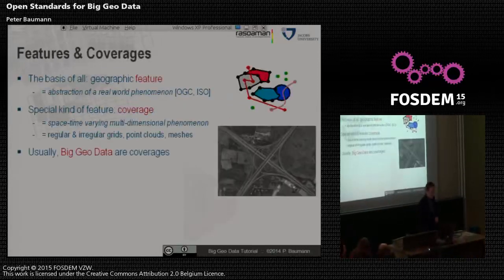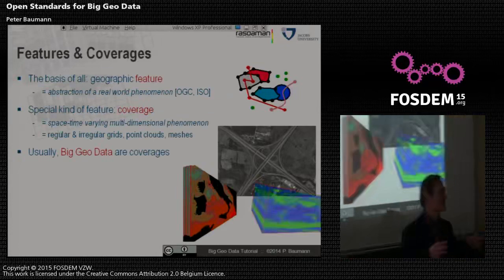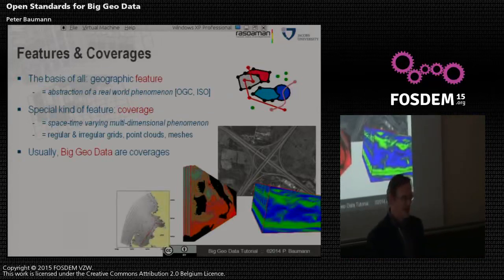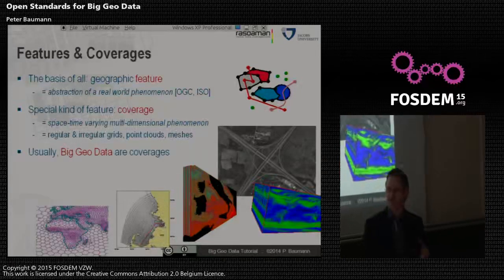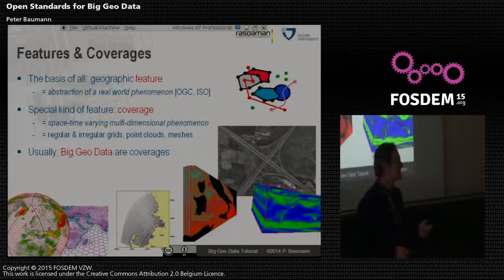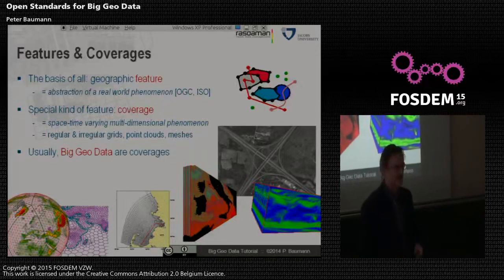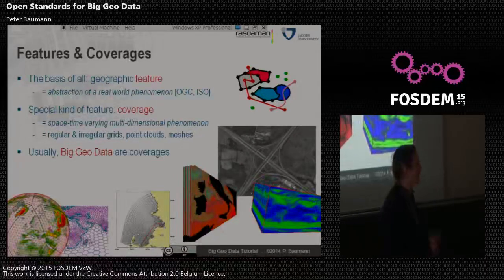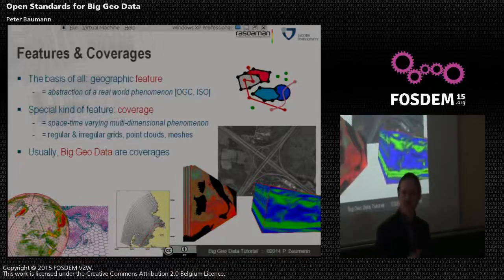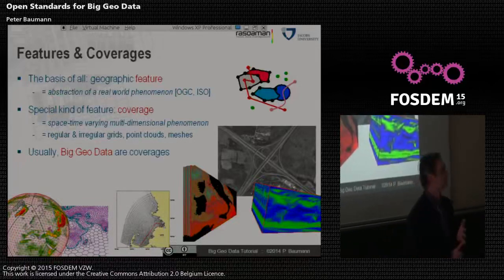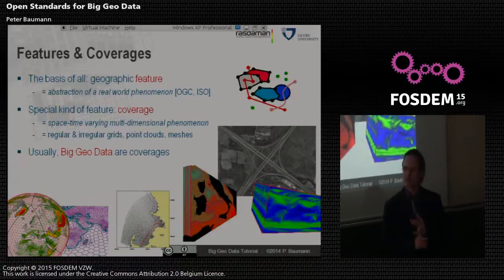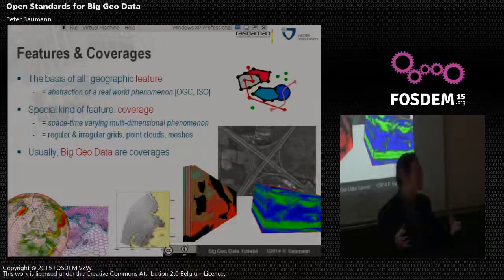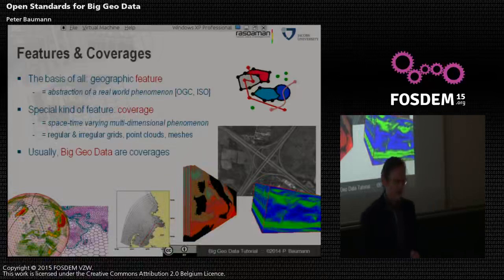Good. So, we all know that feature, the geographic object, and we know that coverage is a special kind of feature. One could loosely classify that as some space-time varying multidimensional phenomenon. In practice, that means we talk about regular grids, like ortho images, about irregular grids, about point clouds, and about meshes. So that's actually what typically contributes the big data, in terms of volume at least. And that is the kind of thing that I want to talk about.